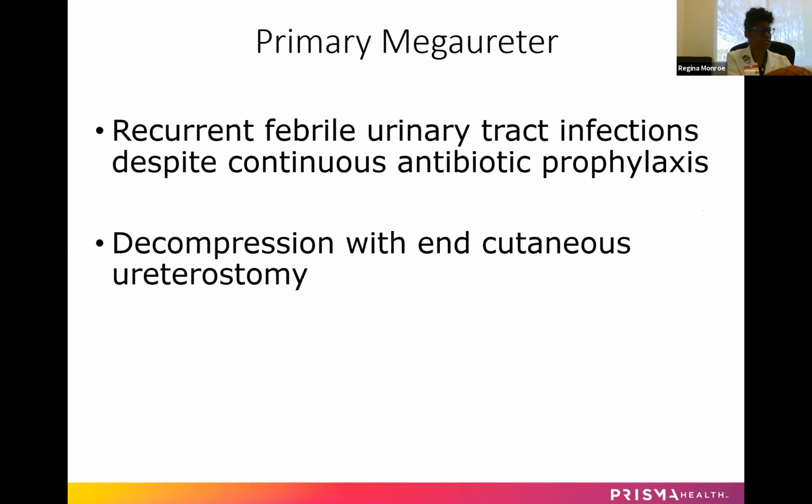To temporize this patient, she was placed on continuous antibiotic prophylaxis, but continued to have breakthrough urinary tract infections, and she had to be temporized with a cutaneous ureterostomy, with the ureter taken down close to its ectopic insertion and divided, and brought up as an end ureterostomy to temporize the patient. And that was left in place for the first year of life.